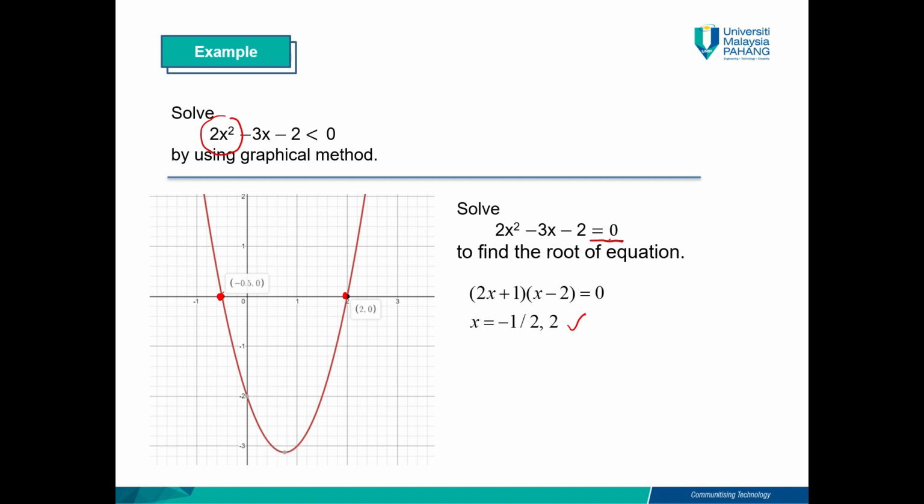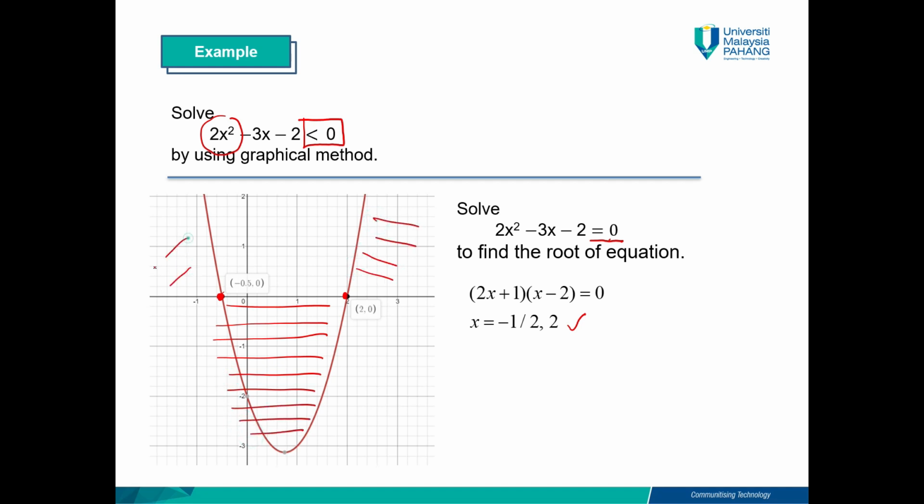So what are the solutions? We are finding those with negative answers. Negative answers are below the x-axis. So these are the negative values. This one positive, this one positive, because above the x-axis. So our answer is any value of x between minus half and 2, but not including these two values. Okay, because these two values will give the equation 0, but we don't want the value 0. We just want all values that are negative.